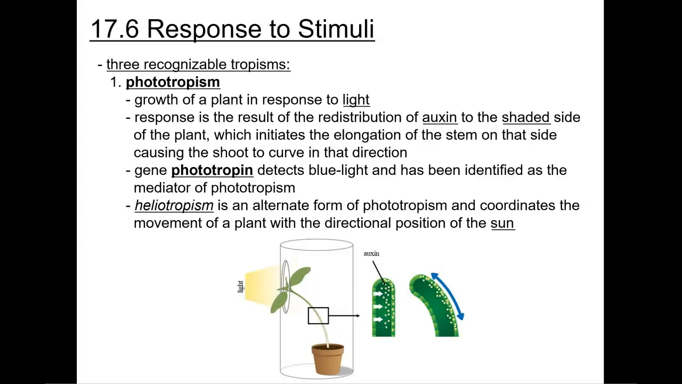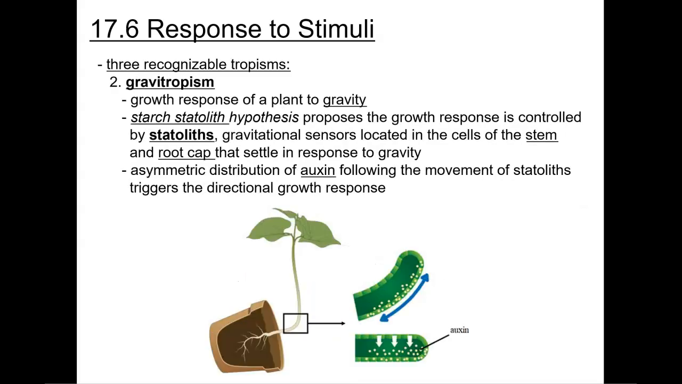Heliotropism is an alternate form of phototropism and coordinates the movement of the plant with the direction and position of the sun. So helio means sun. Photo simply means light. Gravitropism is a growth response of a plant to gravity.